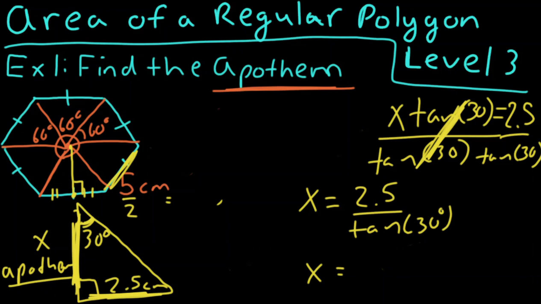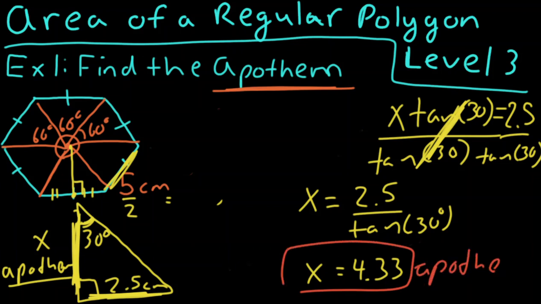And so we're going to type in 2.5 divided by, and then we'll type in our tangent function of 30 degrees. And that will go ahead and give us 4.33. And so what are we really finding there? Well, let me go back to a nice red. When we find this, we're finding the apothem. And that's going to be this side right here, or in our original shape, it's going to be that side right there.